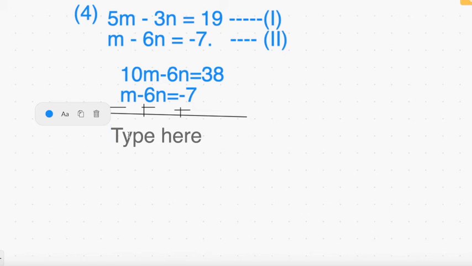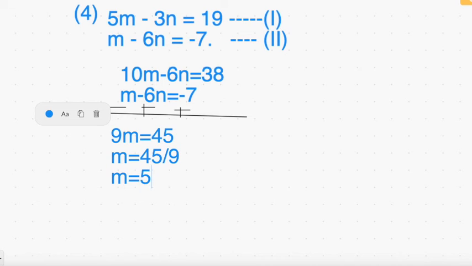So what I got after doing the minus operation: 10m minus m, which is 9m, correct. Minus 6n plus 6n will be 0, is equal to 38 plus 7, because I did a minus, so minus minus becomes a plus. So 38 plus 7 is how much? It's 45, right? So to derive the m value, I have to divide both sides by 9, right? So m is equal to 45 divided by 9. So m is equal to 5, right?